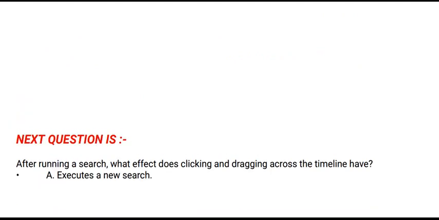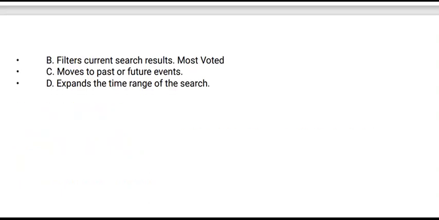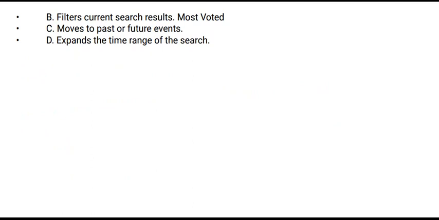Next question is, after running a search, what effect does clicking and dragging across the timeline have? Options are option A, executes a new search. Option B, filters current search results most voted. Option C, moves to past or future events. And option D, expands the time range of the search. The correct option is option B.